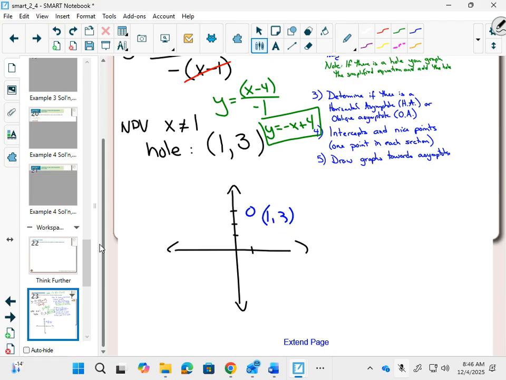I know that my y-intercept is at 0 comma 4. I know my slope is negative 1. I can find my x-intercept at 4 comma 0. Slope of negative 1. And I can draw my graph.